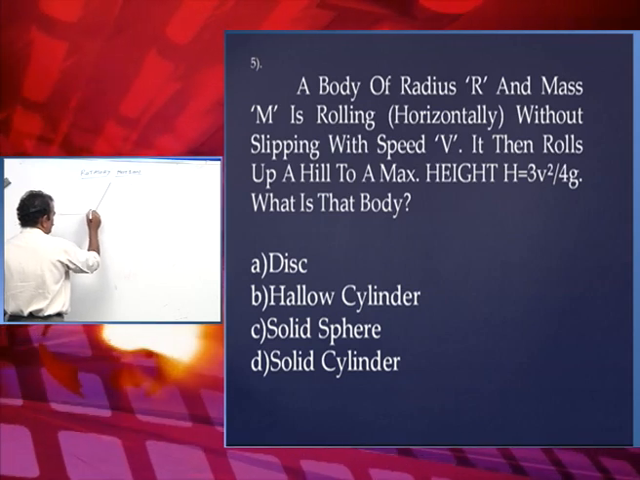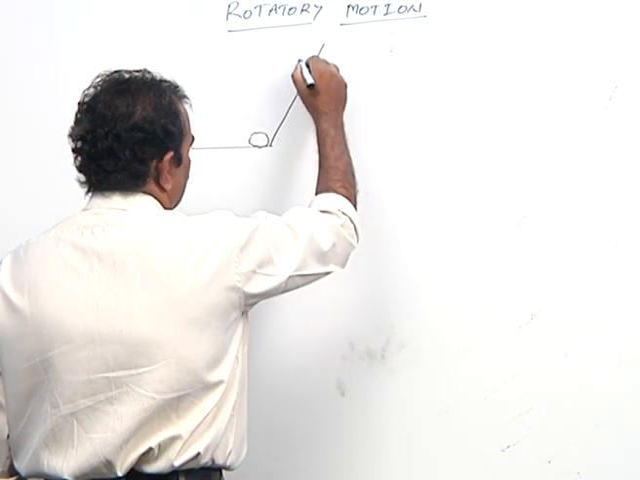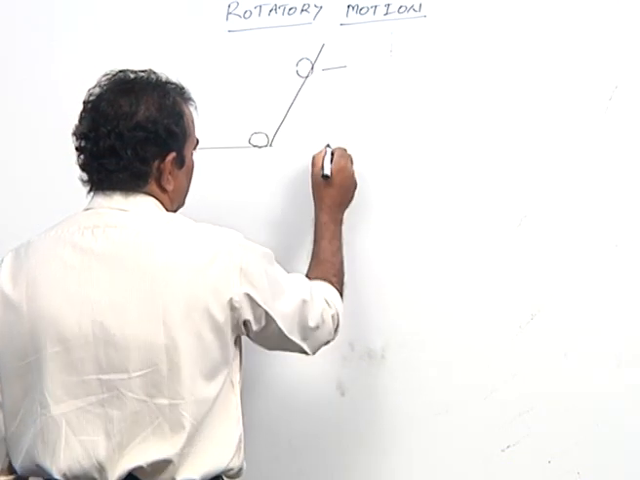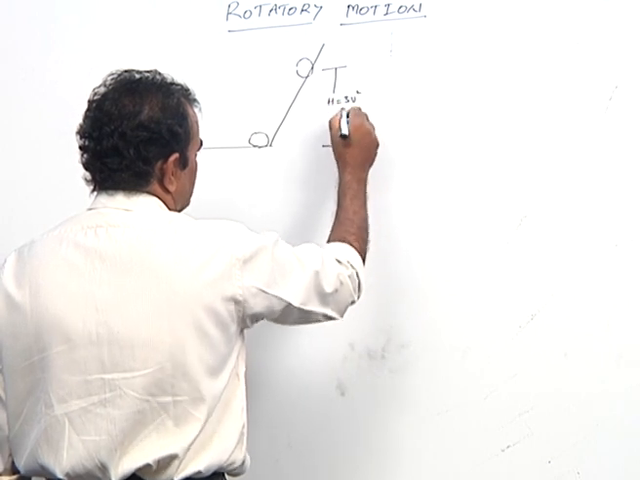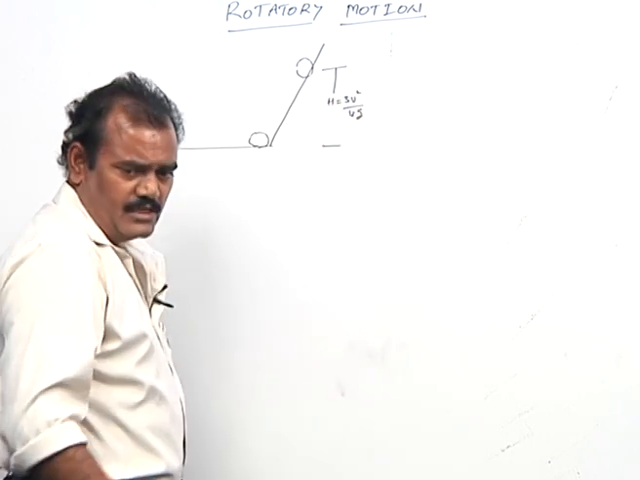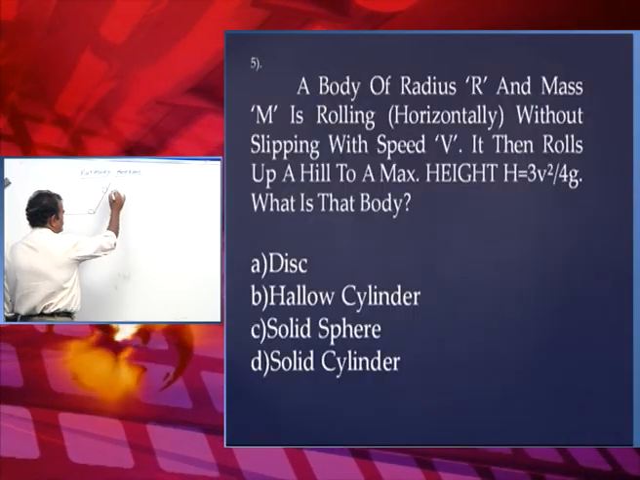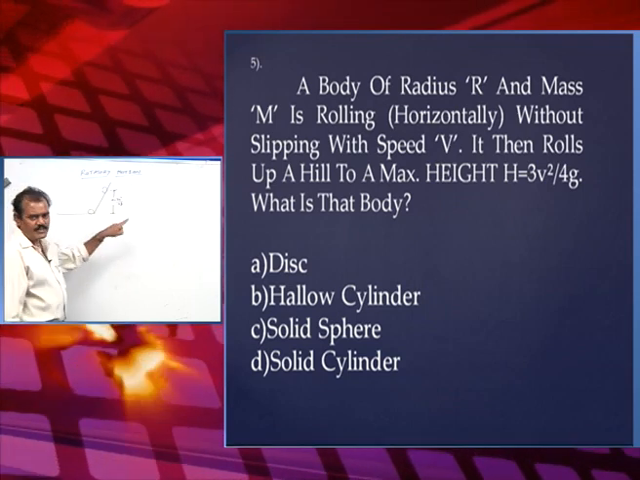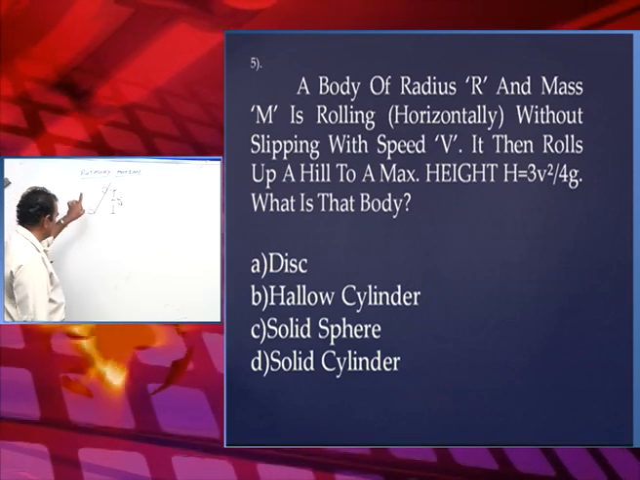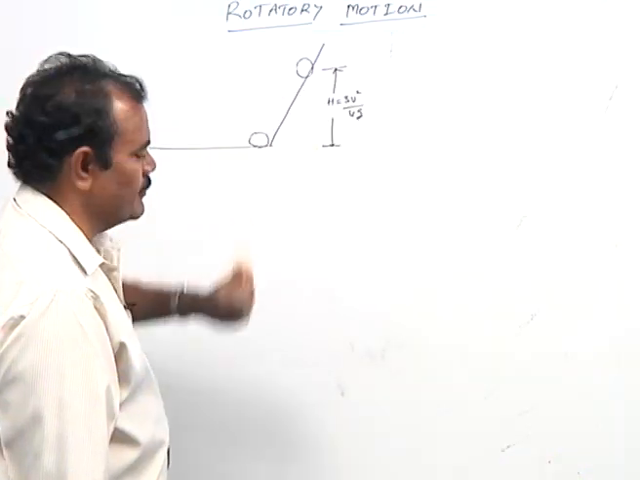First of all, we consider this rolling body is here, and it could rise to that maximum height h equal to 3v² by 4g, which is given. Now what is that body? In this case, it is also conservation of energy. Conservation of energy means the total energy at this position and the total energy at this position can be balanced.